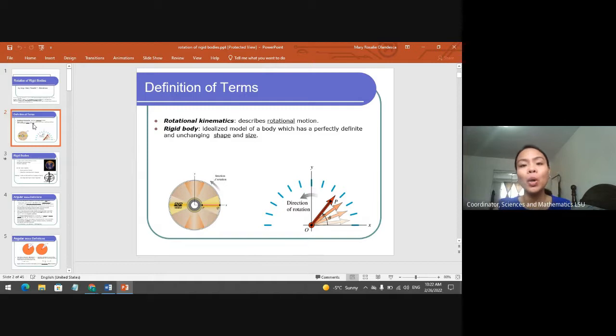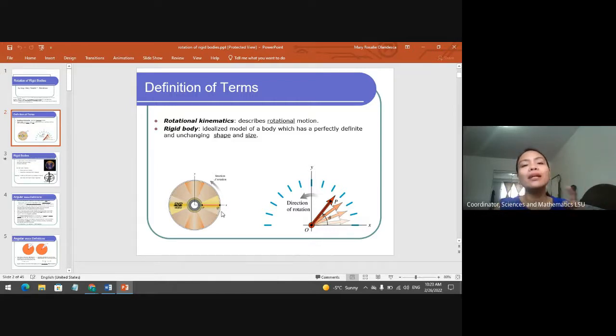Say for example, we have this DVD, what do you call this? Disc. Okay, we have this disc. This is a rigid body because if you put force into it, you cannot deform it easily unless you crack the disc. That's the time that it will be deformed. For a rigid body, the point here, the point here, the point here are fixed. They are in their fixed axis or fixed location.